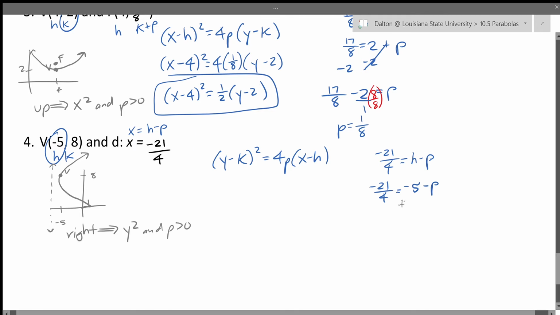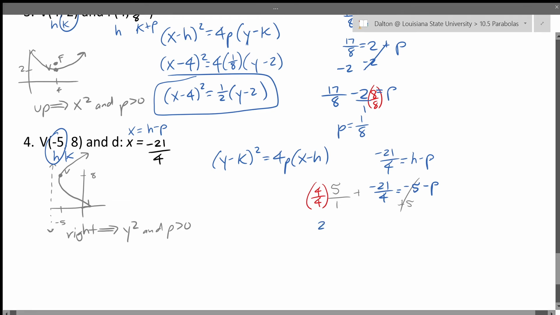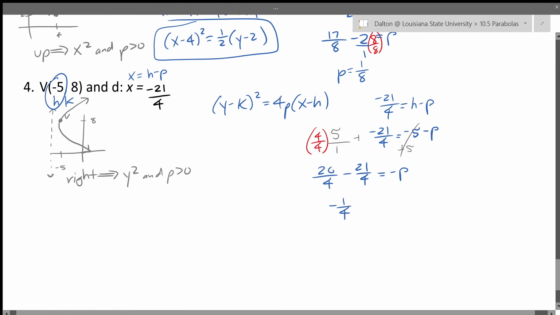So if we add 5 to both sides, again, technically it's 5 over 1. If I want to add these fractions, I want them to have common denominators of 4. So if I multiply 5 by 4 over 4, then I get 20 fourths instead of the number 5. Minus 21 fourths equals negative p. I could see some of you making that mistake and forgetting that that's a negative. 20 minus 21 is negative 1/4 equals negative p, and we knew from over here that p had to be positive. So when you divide both sides by negative 1, then we get p is equal to a positive 1/4.